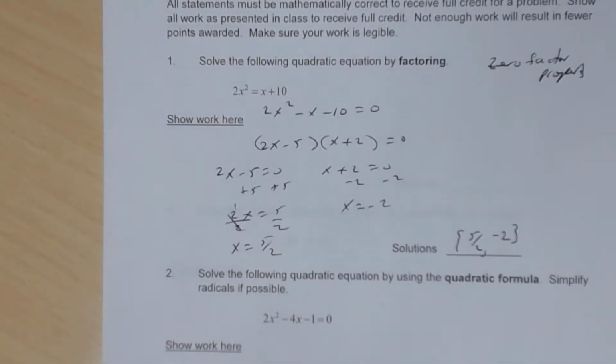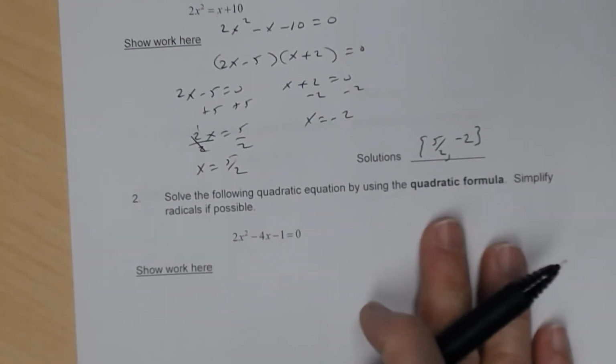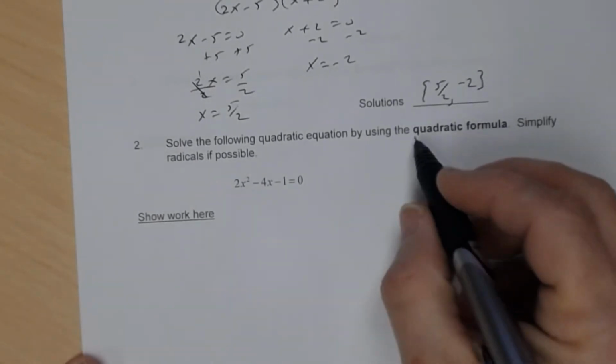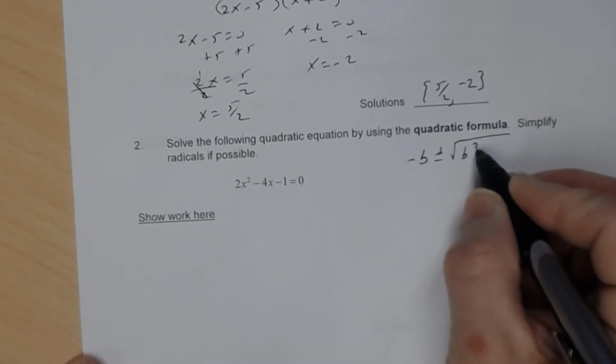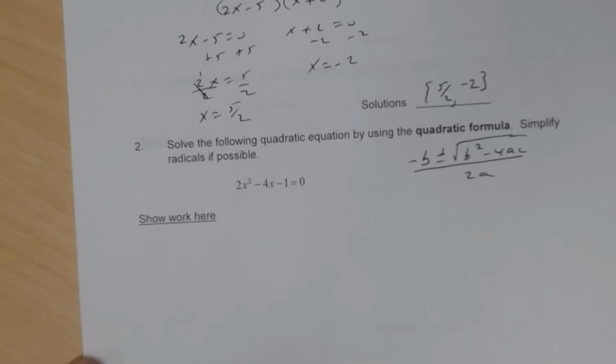All right, and if you had time, you could go back in your equation and verify that these are your solutions. Okay, number 2, you want to solve this quadratic equation by using a quadratic formula. All right, so the quadratic formula, remember, is this: the opposite of b plus or minus the square root of b squared minus 4ac, all divided by 2a.